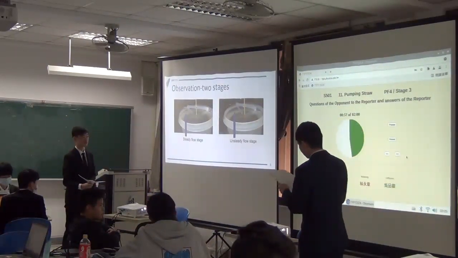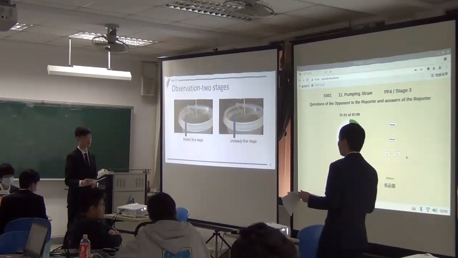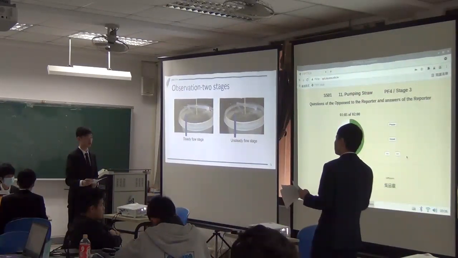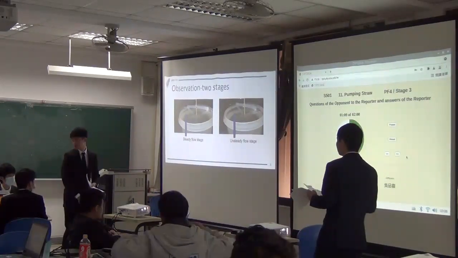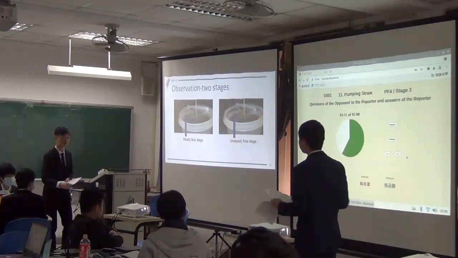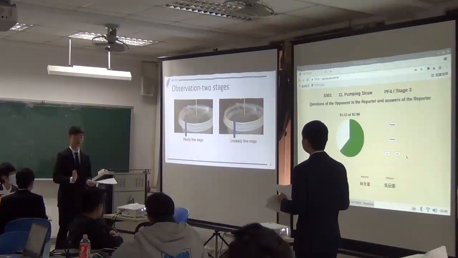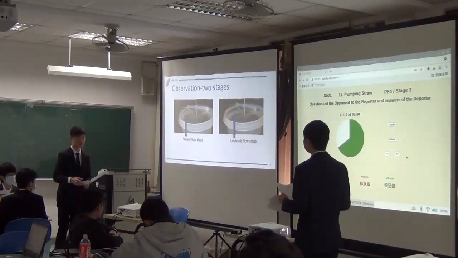Okay, so you have mentioned that in your experiment, do you only use a certain angle, or do you control variables of angles? What do you mean by angle? The pump, the straw. Do you control different angles? Yes, I did different angle experiments. We considered the angle of the pumping straw as the geometrical property of the pumping straw.